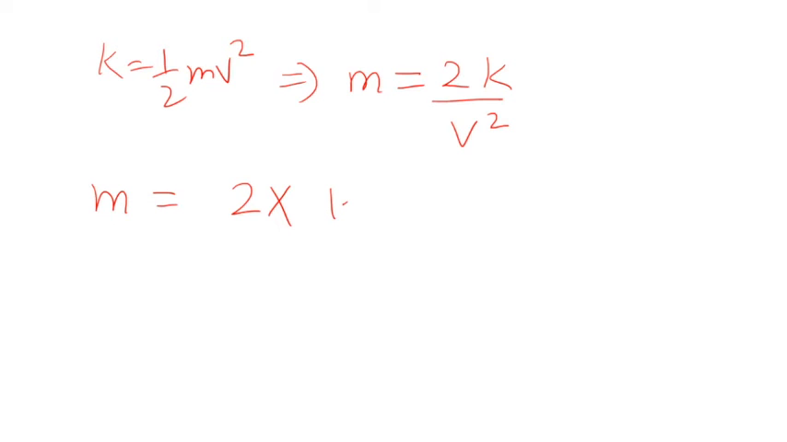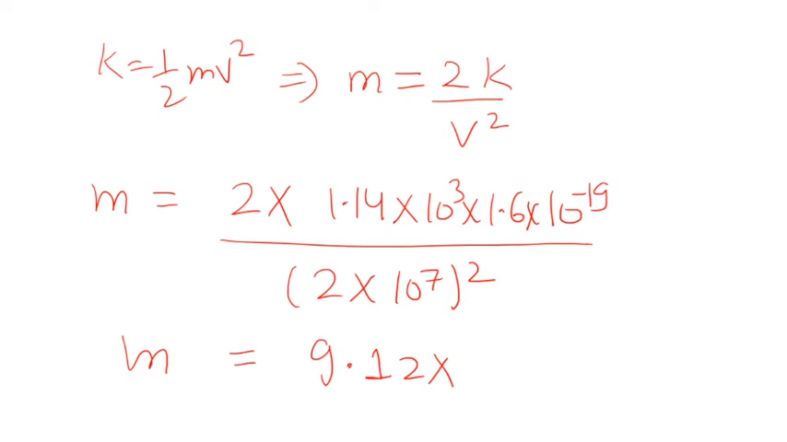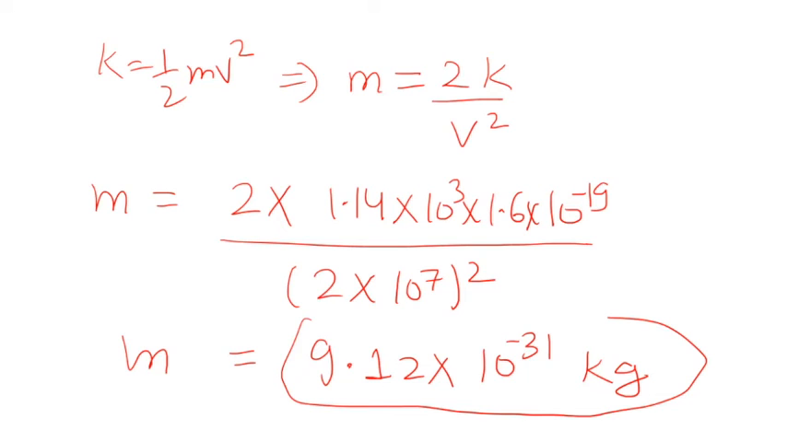So this is 1.14 kilo electron volt. So this is 10 to the power 3 into 1.6 into 10 to the power minus 19 divided by velocity square, which is 2 into 10 to the power 7 whole square. So when you solve this whole thing, you get 9.12 into 10 to the power minus 31 kg. Okay, and from here you can simply see that this is very close to the mass of electron.